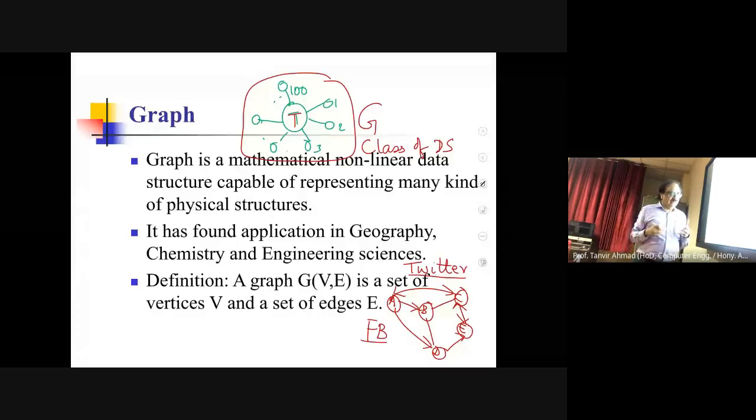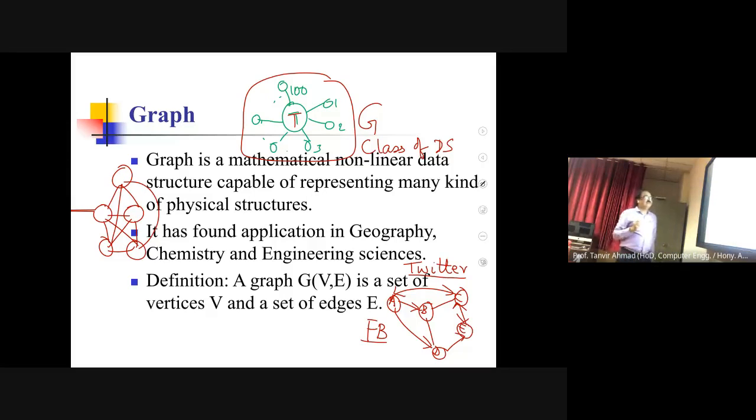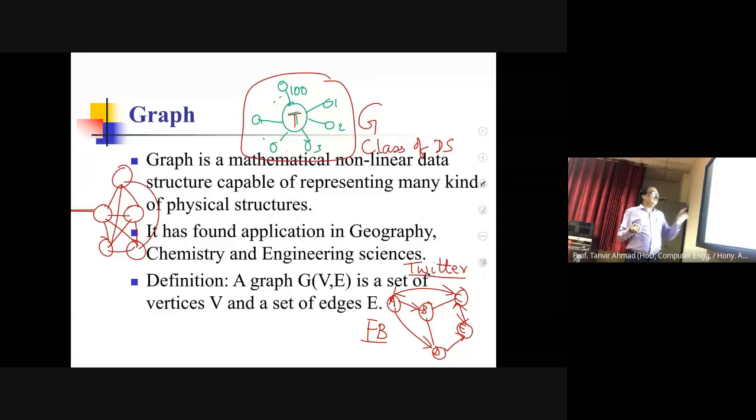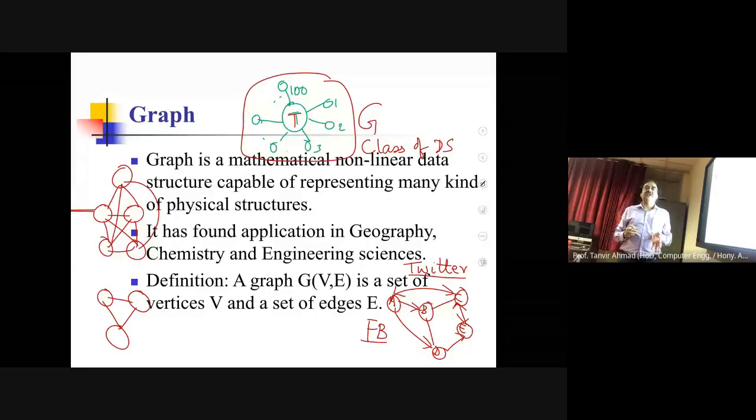A WhatsApp graph is something like this. All of you are connected among yourselves. This is a strongly connected graph. For example, it will be something like this. Everyone is connected to everyone. You can send your message to everyone. Now, if there are 4 nodes or 3 nodes, it will be something like this. All of you are connected with one another. It is called a strongly connected graph.